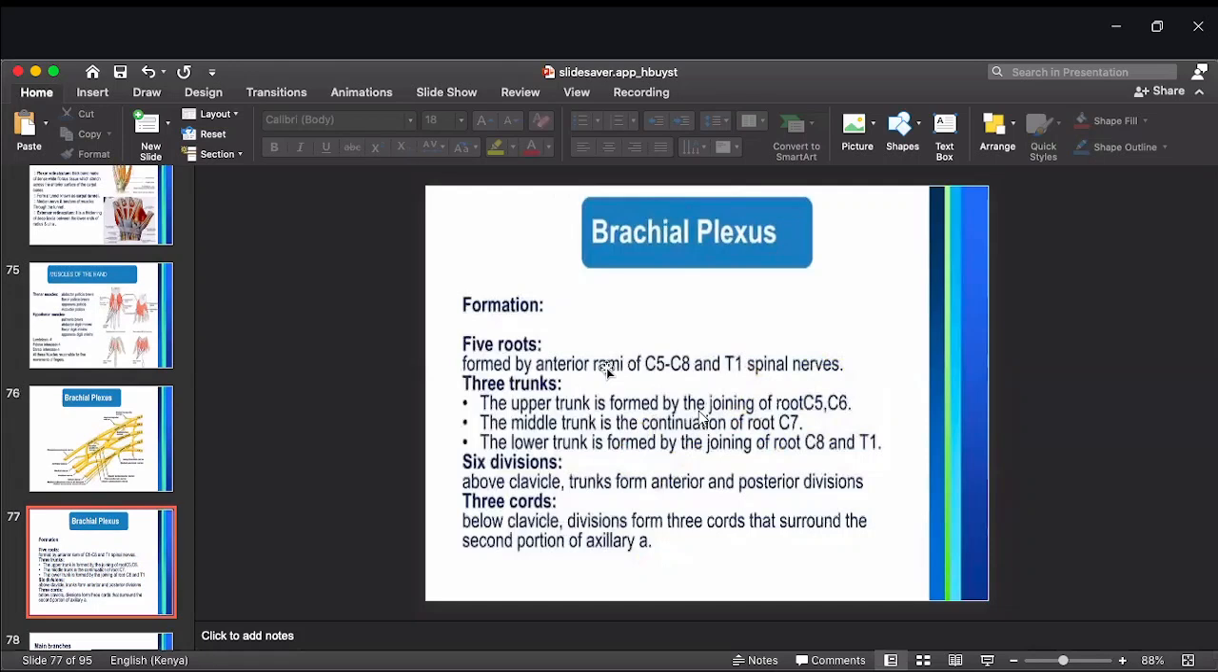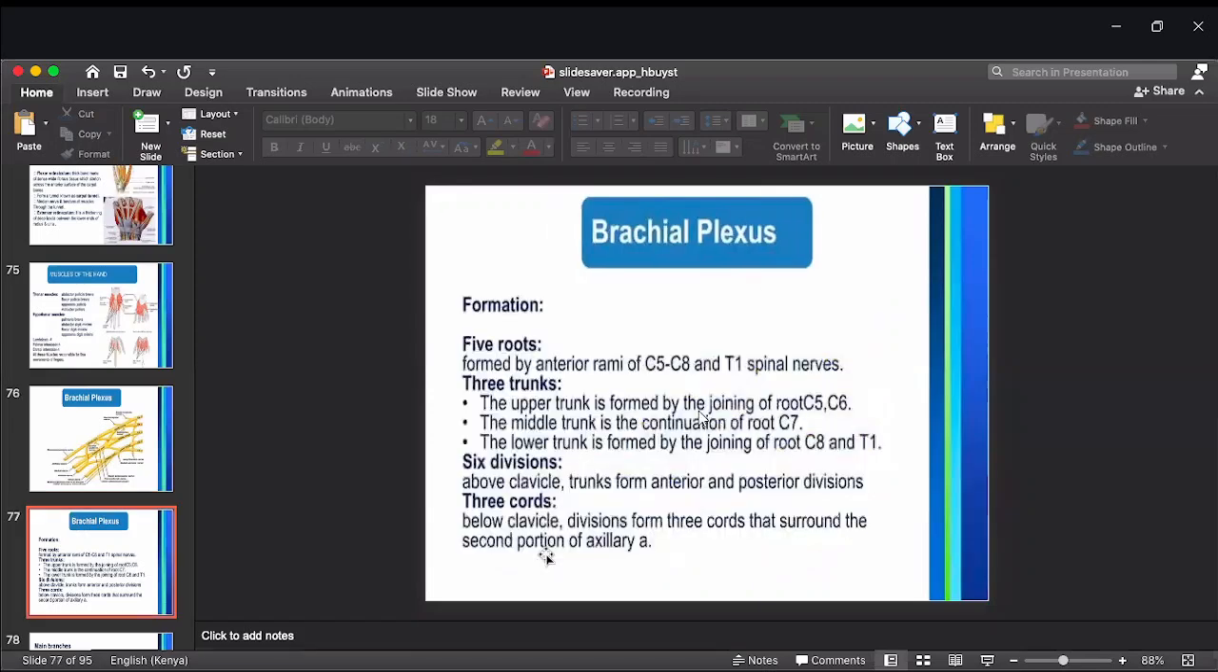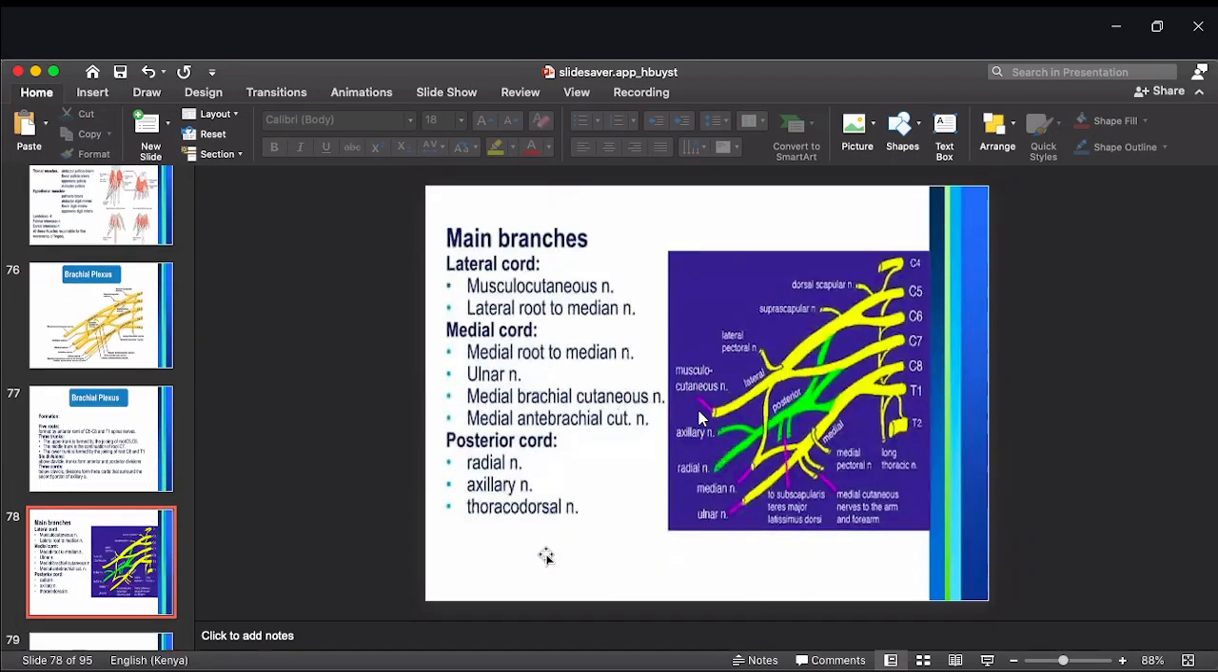We used to say "Ready to drink cold beer": R for roots, T for trunks, D for divisions, C for cords, then branches. That guides you on how they are oriented from the roots to the trunks to divisions, cords, then nerves. At your own free time, go through it: the roots, the trunks, divisions, and the cords. The main branches you can appreciate from the lateral cord, medial cord, and posterior cord.